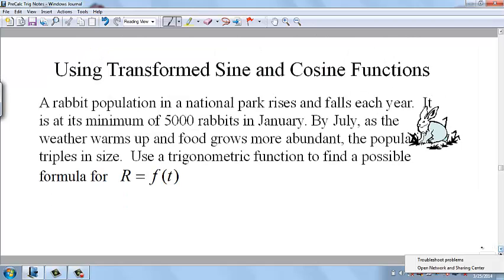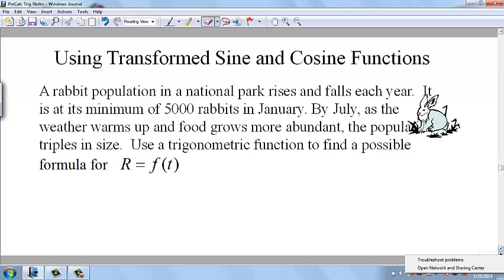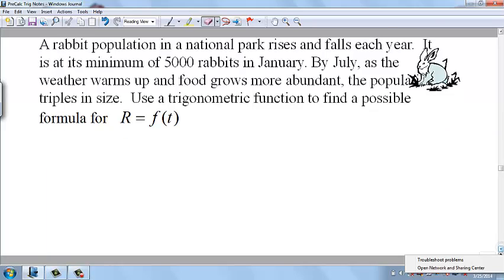Another word problem. We want to look at some rabbits here, rabbit population in a national park. It rises and falls each year. It is at a minimum of 5,000 rabbits in January, and by July, as the weather warms up and the food grows more abundant, the population triples in size. Use a trigonometric function to find a possible formula for r equals f of t.